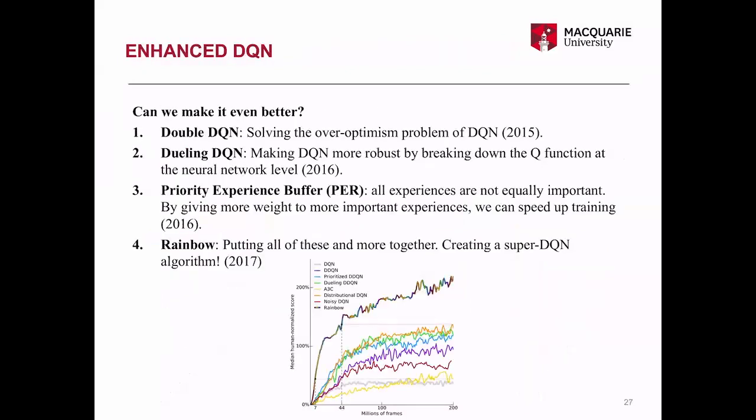Now the question is, can we make this algorithm even better? Yes, there are many possibilities for that. For instance, there's this concept of double DQN. It's a known problem that DQN or Q-learning are over-optimistic, so you can solve that with a method called double DQN. If you remember, I mentioned this in week 6 that we have double Q-learning. So this is the deep version of that. Dueling DQN makes a DQN more robust by breaking down the Q function at the neural network level. Notice the years, this came in 2015 and then 2016.